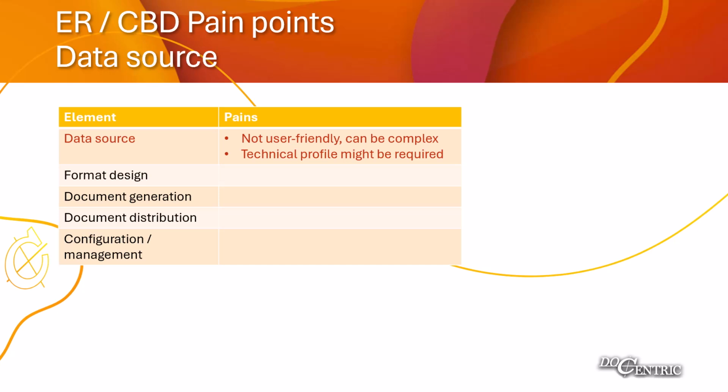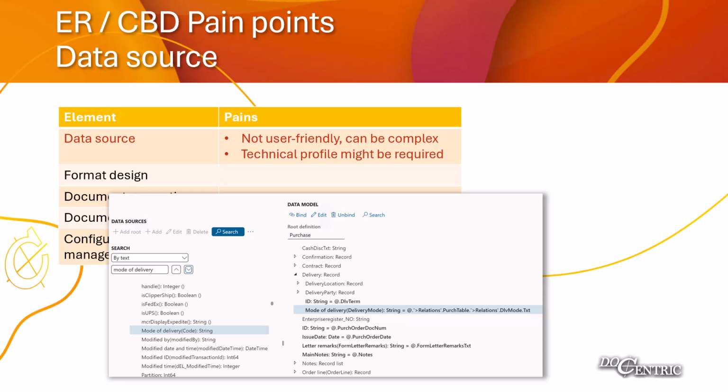This might be true if you need a minor change, like adding a new field from a table that is already included in the model and model mapping. But for more advanced requirements, things can become too complex and the help from a technical colleague is often needed. Remember how I had to iterate through multiple related tables to reach the mode of delivery field?